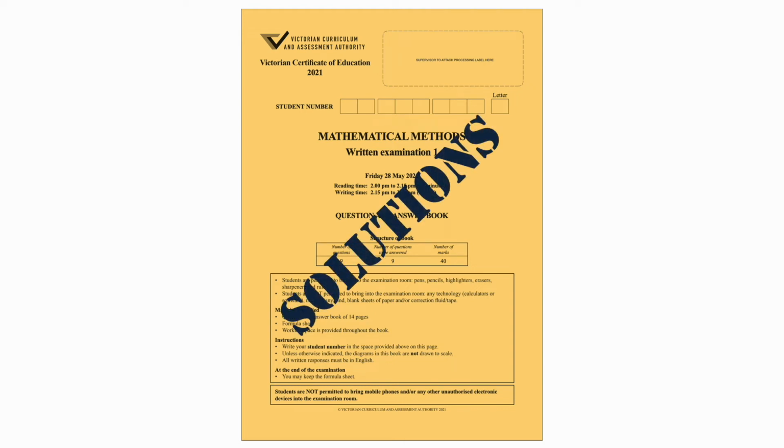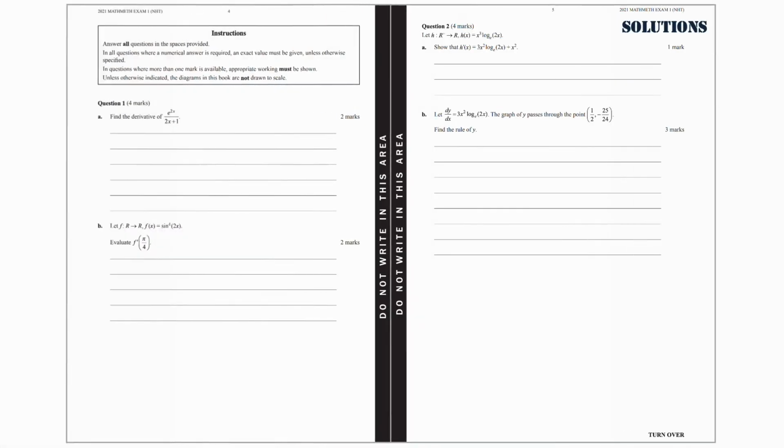Here are the solutions to the mathematical methods written examination 1, 2021 for VCAA for the Northern Hemisphere. Question 1. Part A. Find the derivative of e to the power of 2x all divided by 2x plus 1.